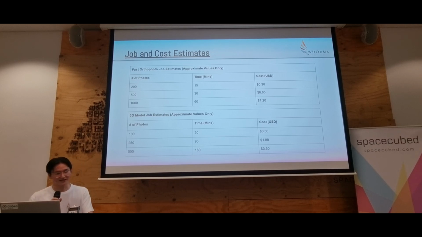So I guess if you're doing a fast orthophoto job, the number of photos will obviously impact the time it takes for this to run, but then also the cost. So for about 200 photos, it'd take about 15, 20 minutes, but it only costs you about 30 cents. So it's actually very, very cheap to run. And if you want a 3D model, again, 100 photos for about 30 minutes, about 60 cents. So it really varies on the amount of photos you have and the work you're wanting it to do, but it is quite cost effective.